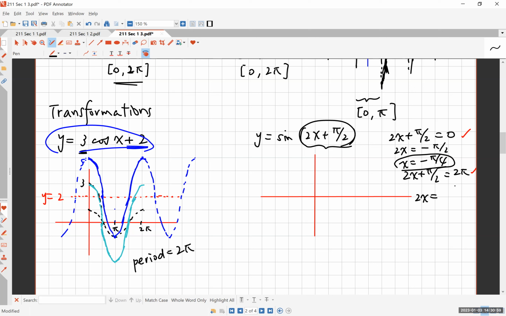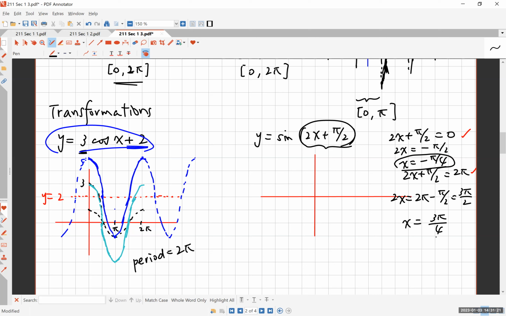For this one, if you subtract, okay, so let's say 2 pi, maybe I need a little more space here. 2x is equal to 2 pi minus pi over 2. This is 4 pi over 2 minus pi over 2. That's 3 pi over 2. So x is going to be 3 pi over 4.